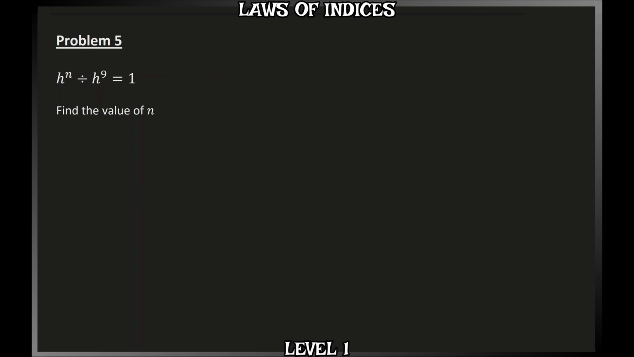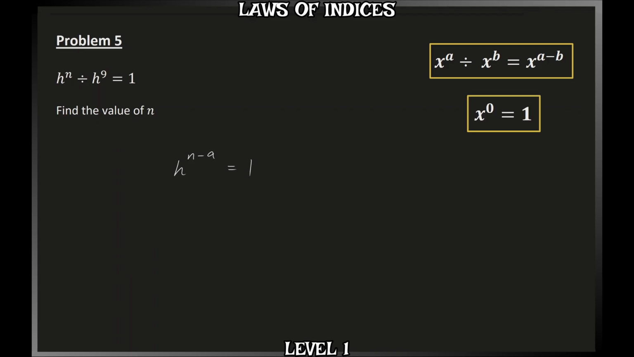In problem 5, we're told that h to the power of n divided by h to the power of 9 is equal to 1, and we need to find the value of n. On the left-hand side of this equation, because we're dividing indices, we're going to use this law, which tells us that we need to subtract the powers. So we can rewrite this as h to the power of n minus 9, and that's equal to 1. Since we have h to a power equal to 1, we can use this law, which tells us that anything raised to a power of 0 is equal to 1. What this means is that our power here must be equal to 0. So n minus 9 must be equal to 0.